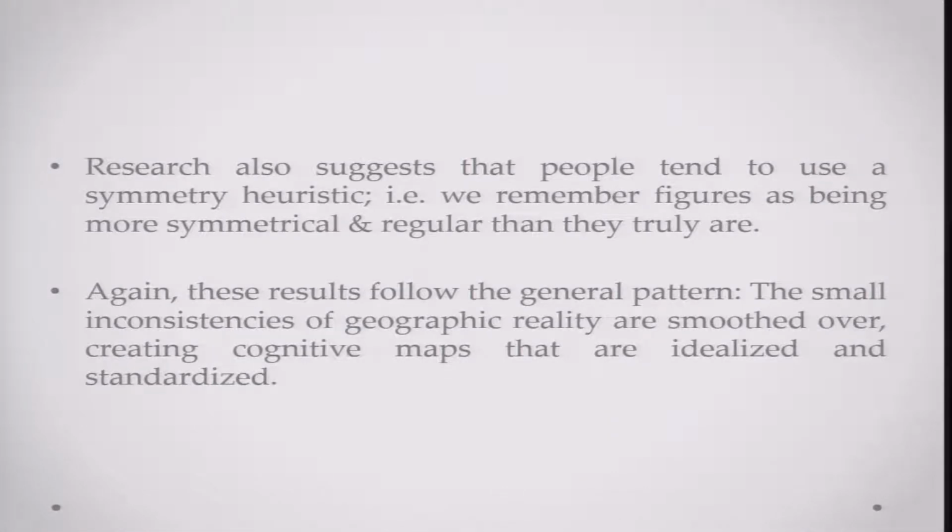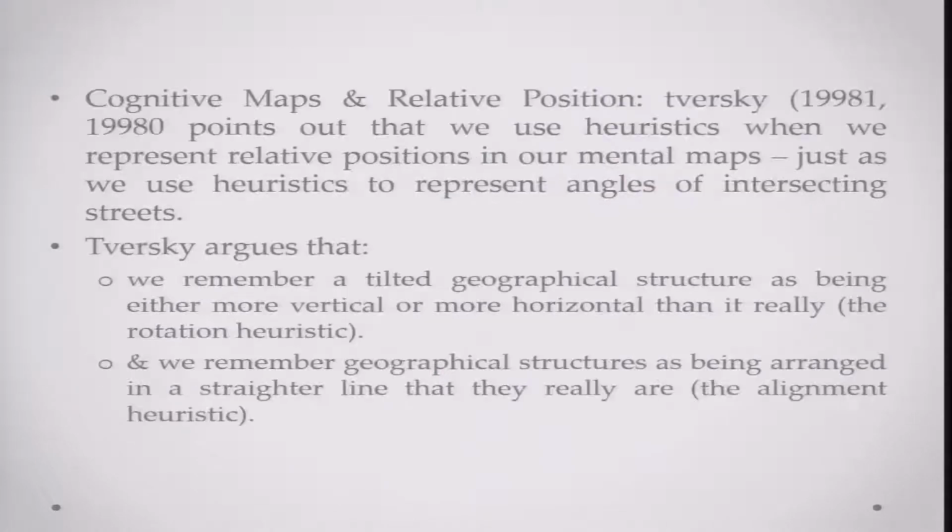Let's talk about other research. Research also suggests that people tend to use what is called a symmetry heuristic. That is, they remember figures as being more symmetrical than they actually are. So, these results follow the general pattern. The small inconsistencies of geographical reality are smoothed over, creating cognitive maps that are much more ideal and much more standardized. Let me take an example.